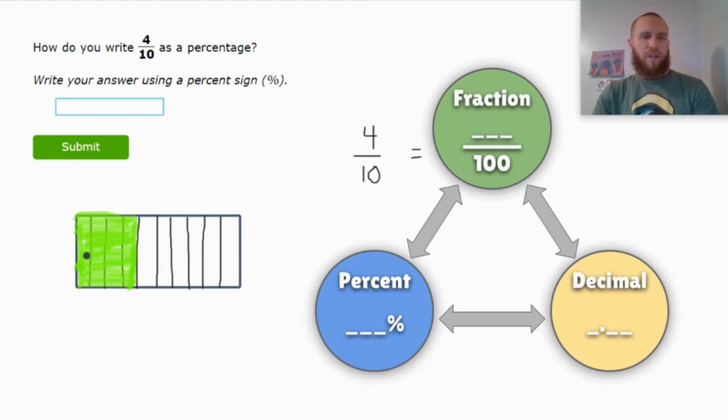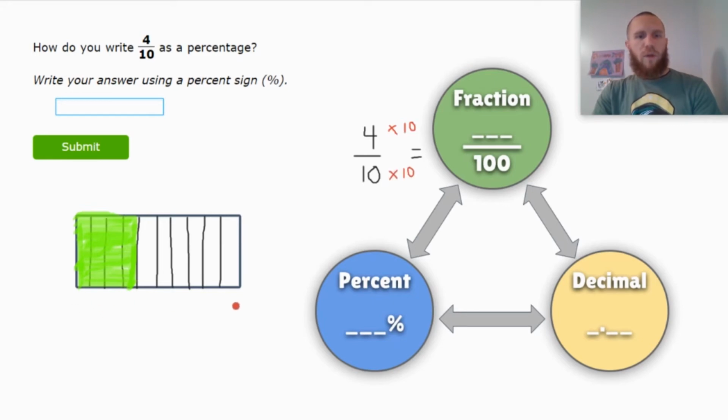So imagine if I took one of these tenths and I multiplied it by 10, then it would be 10 pieces instead of this one. So it would be 10 times 10. So this whole would be 100 pieces. So then I know it would be 10, 20, 30, 40. Okay, so what I did is I multiplied by 10. I multiplied the numerator by 10, and I multiplied the denominator by 10.